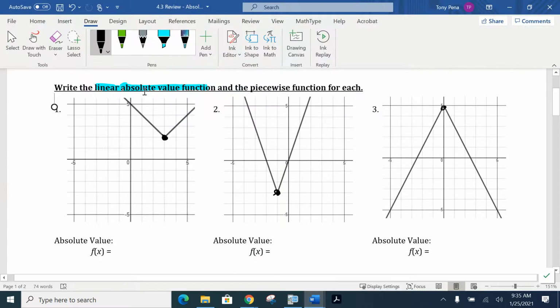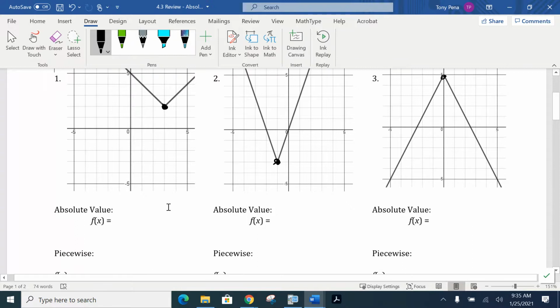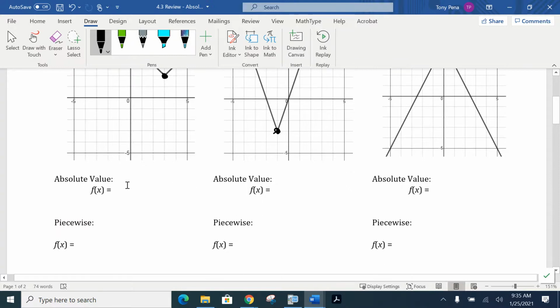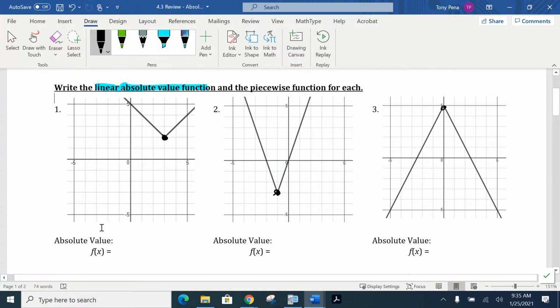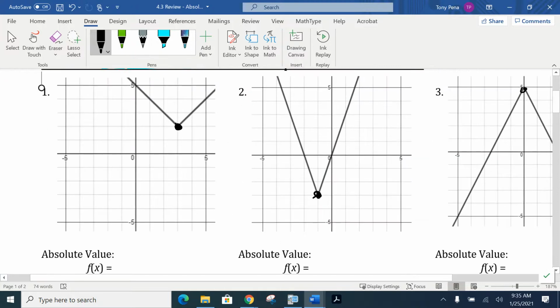All right, so what I'm having you do, I'm giving you the graph now, and I want you to do two things. Write the absolute value function and write the piecewise function. Okay? So the two things that we want to identify right away is what is the point that's shared by these two lines? Where do they meet? What's our vertex? So that point, that's pretty simple. That's the point 3, 2.